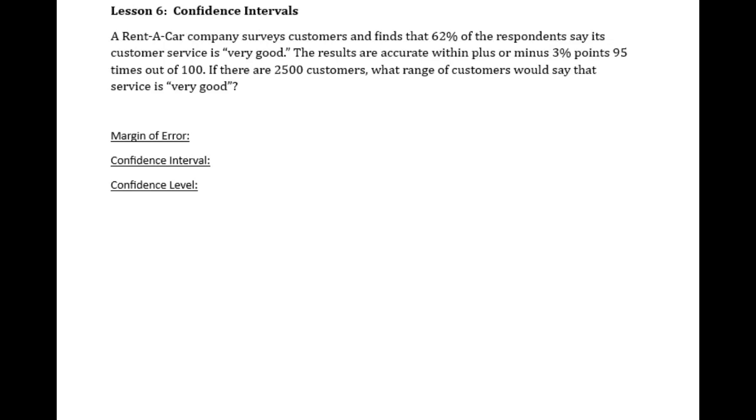This type of survey, you hear a lot about in the media or news reports, reporting on either politics or elections or again products that people will buy. So let's try and understand what the information here is telling us. First off, a company does a survey and they learned that 62% of people like their service. Okay, so it gives you a starting point. The results are accurate within plus or minus 3%. That's some important information. And it's considered valid 95 times out of 100.